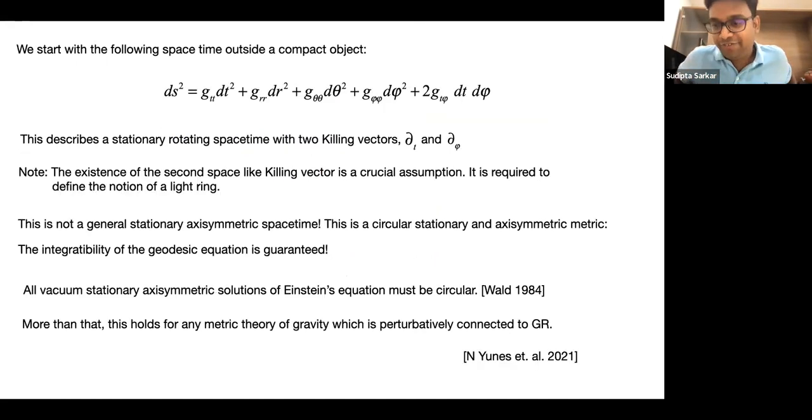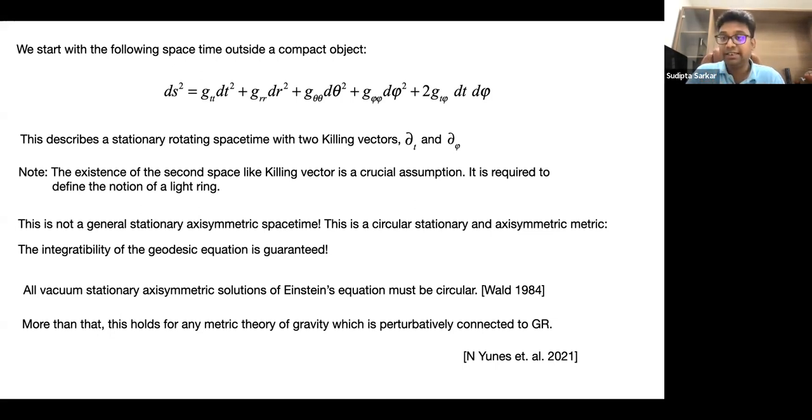Okay, so how do I define a general spacetime? First of all, I have to define a general stationary spacetime, and that is not easy to say, so I will look at a subclass of it. I will assume that I am looking at a spacetime which is stationary. So there is a time-like Killing vector as well as an axial Killing vector. That means it is stationary as well as axisymmetric. Please note that the existence of the second space-like Killing vector, the axisymmetry, is a crucial assumption. I cannot do this calculation without this assumption.